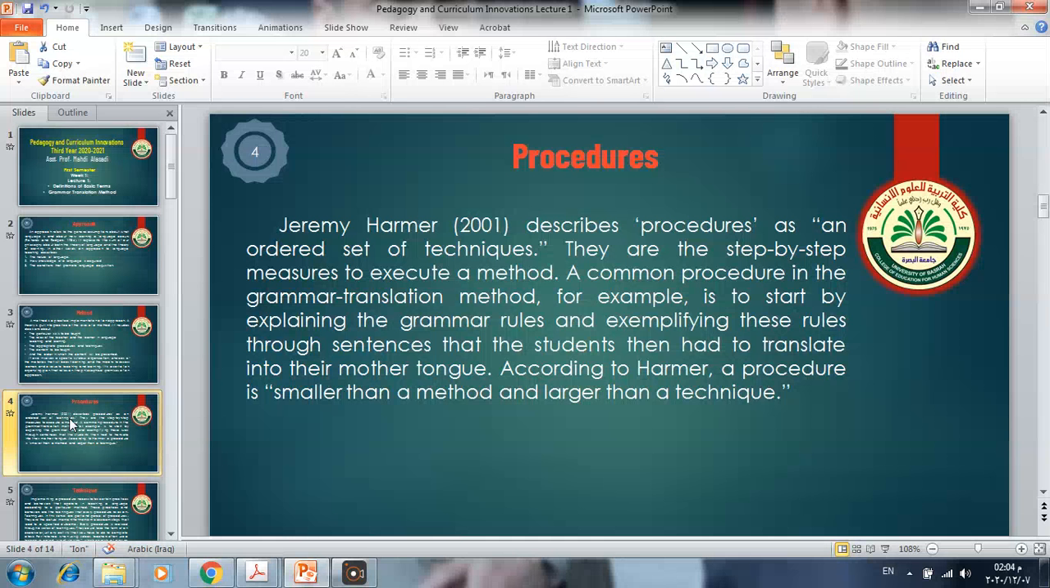So a procedure is smaller than a method and larger than a technique. So the procedure is something in between the method and the technique. It is larger than a technique, but it is smaller than a method.